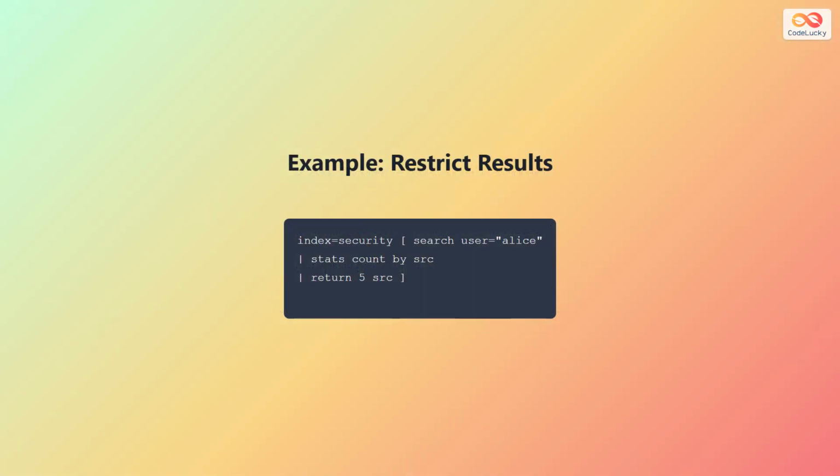In this example, the main search indexes security events. The subsearch looks for the user Alice, counts events by source, and returns only 5 source values to the main search. This restricts the number of results passed back.